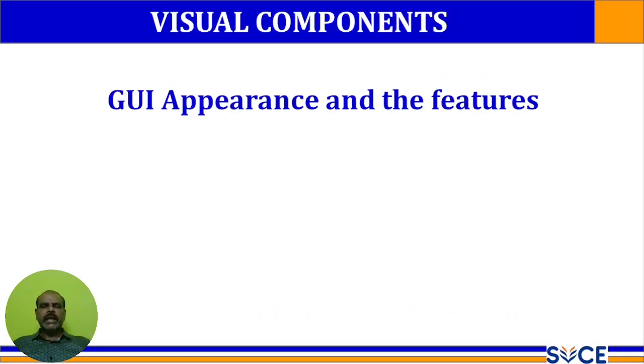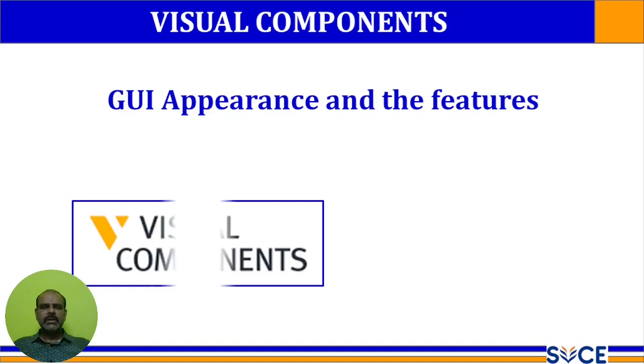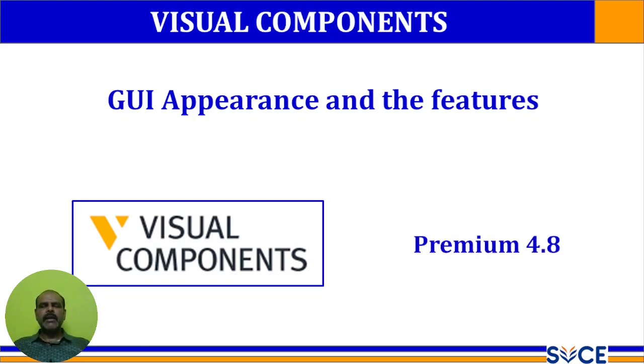For factory simulation in our curriculum, we are going to use a software by the name Visual Components. This is how the logo of the company looks, and initially we will get into the GUI part, its appearance and features, and the plug and play mechanism. Coming to the version of the software, it is the Premium 4.8 version we are using.